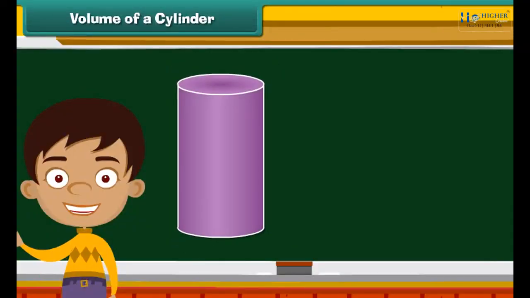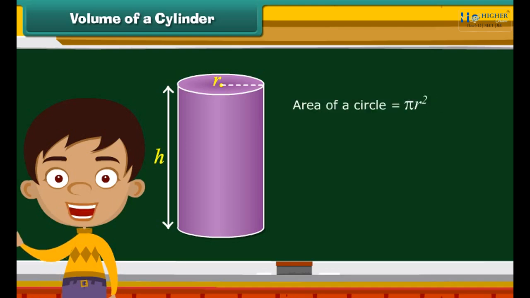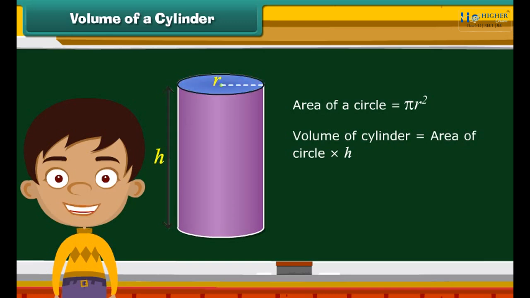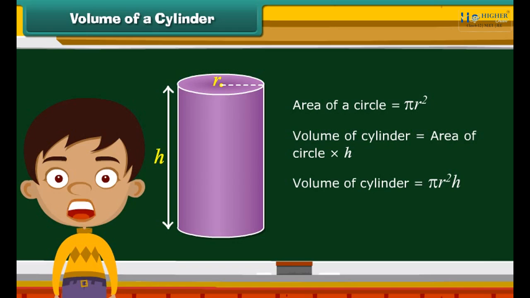A solid that has the shape of an ordinary tin can or a drum is a cylinder. The two bases of a cylinder are circular in shape. We know area of a circle is equal to pi r square. For calculating volume, we will multiply area of a circle with the height. So, the volume of a cylinder is equal to pi r square into h.